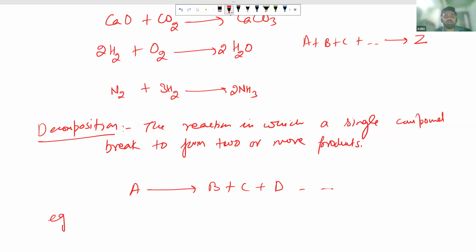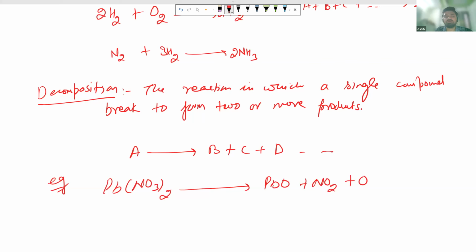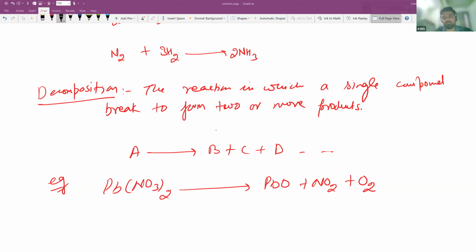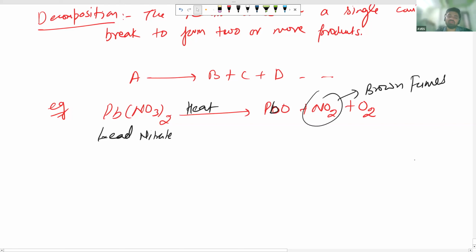Example: if you heat lead nitrate, Pb(NO3)2, it will give PbO plus NO2 plus O2. This NO2 has brown fumes. The question will come: when you heat lead nitrate, brown colored fumes arise. This is due to option A, lead oxide, option B, nitrogen dioxide, or option C, oxygen. Which gives brown fumes? NO2. Okay, got it? Yes, sir.